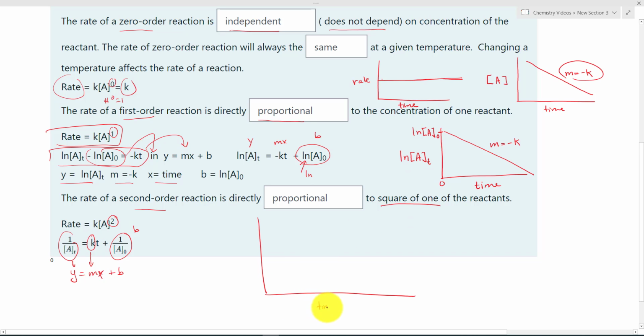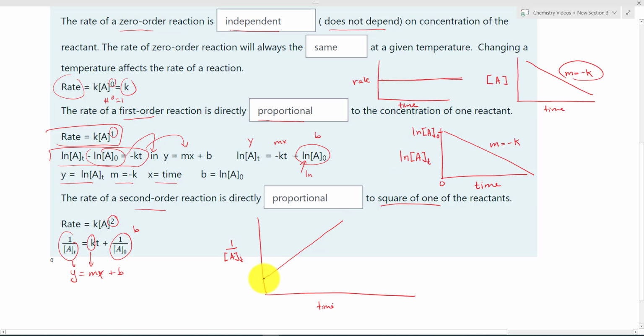But let's do the basic stuff first. Time, and it's 1 over the concentration of A at time t. So it's going to change over time. Now, look at this, where your b is. Before we draw the graph, let's look at this equation. Notice how we have a positive slope. Of course, we're going to have changes that are going up, positive and going up this way. See, that is a positive slope.